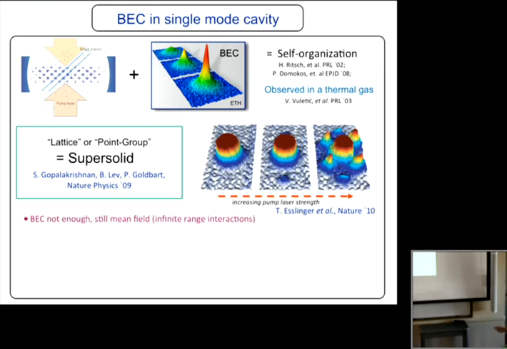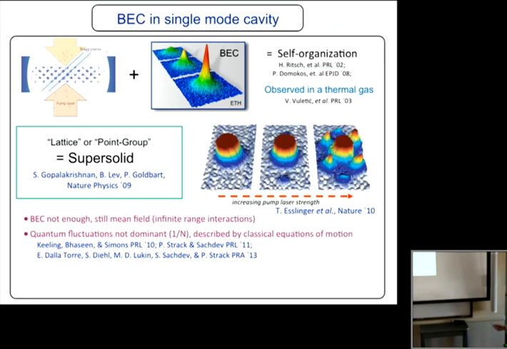But what this showed us is that a BEC is not enough. It's still mean field. The underlying theory of this is a mean field type phase transition with infinite range interactions because the cavity mediates an interaction no matter how far or close the atoms are together. And then more recently, folks here at Harvard and Cambridge have rigorously shown that fluctuations are not dominant. It's described by classical equations of motion. It's a classical phase transition, even though some people like to call it a quantum Dicke transition. It's not really essentially quantum.